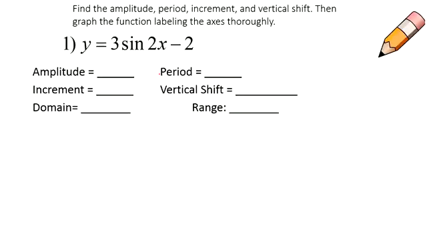So the very first thing, amplitude, it's still 3. My period, 2 pi divided by 2, so just pi. My increment will be pi over 4. Vertical shift. Notice this -2 on the outside. That means we're going to go down 2.